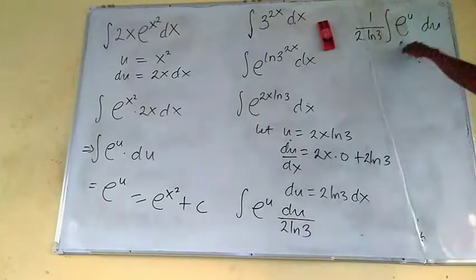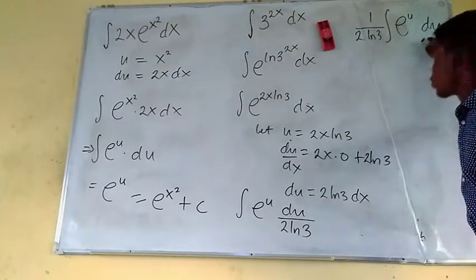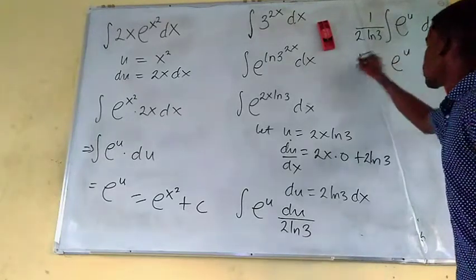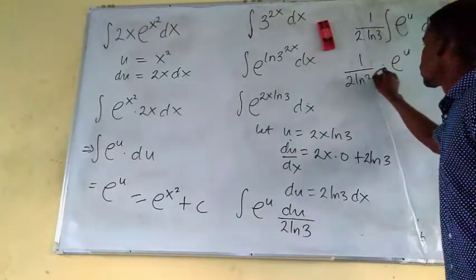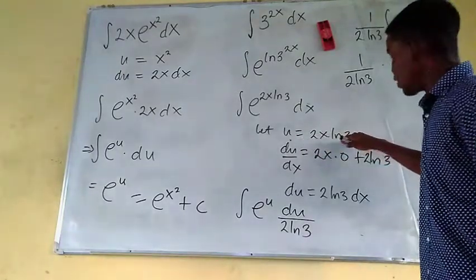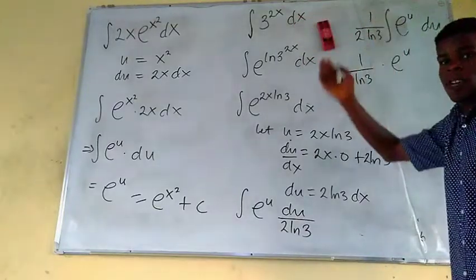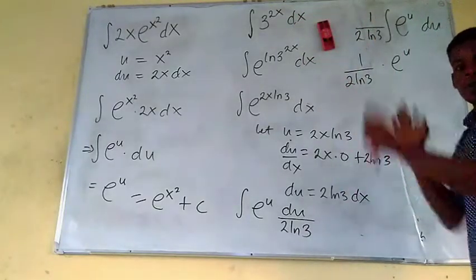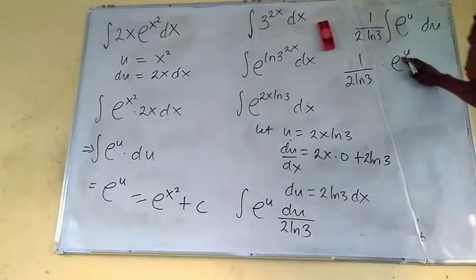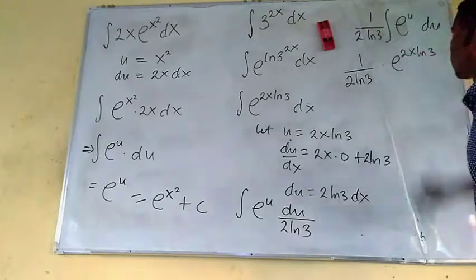The integral of e to the power u, where u is the variable of integration, is just e to the power of u. The 2 ln 3 is a constant, so we just keep it like this. What is u? u is equal to 2x ln 3. Since we started from the x variable, we need to arrive at the x variable. Even when we've done substitution, we need to take it back. So I change u to 2x ln 3.